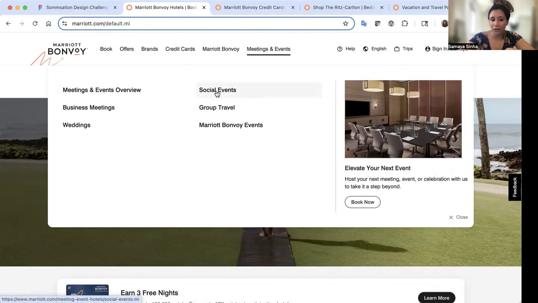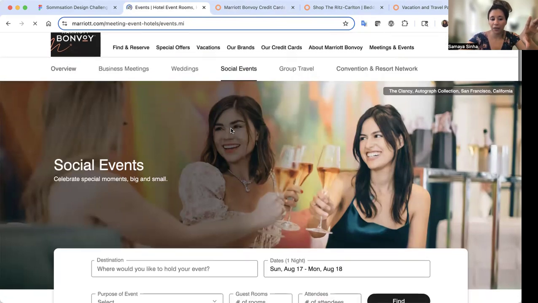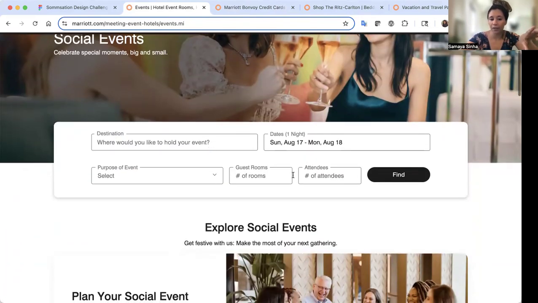So yes, just looking at their meetings and events. Again, I thought this was interesting for social events. The booking page becomes very different. So I have to input different types of information here when I need to plan my stay, like the number of guests and number of rooms, number of attendees. And so why not surface all of that on the homepage itself?